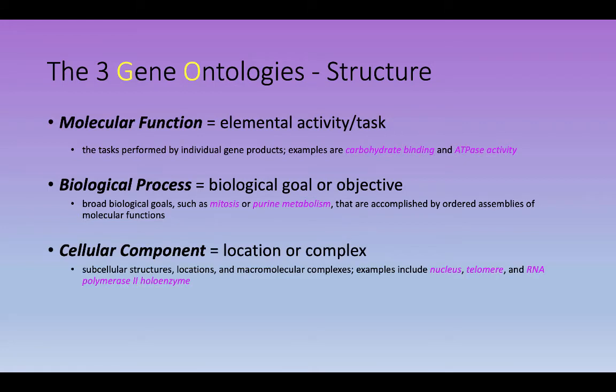And then finally, we have cellular components, and this is the location or complex in which we would find this gene product. This is pretty straightforward, just a where kind of piece of information. So it's in the nucleus or on a telomere or part of the DNA polymerase II holoenzyme, these kinds of things.